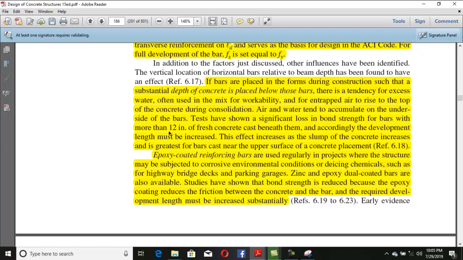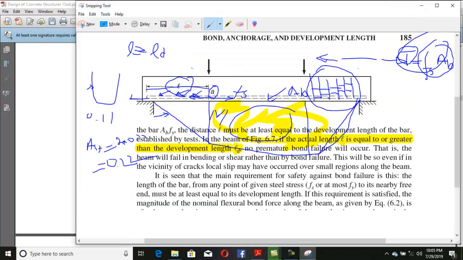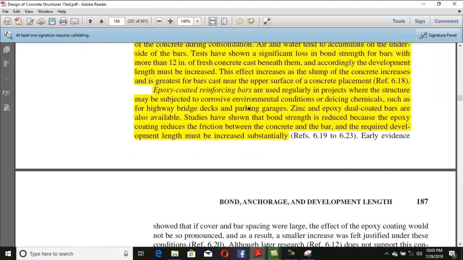Whenever this depth of concrete is more than 12 inches, we must account for that effect, because it affects the bond strength. This effect increases as the slump of the concrete increases and is greatest for bars cast near the upper surface of a concrete placement. What does it mean? I will explain this term in later stages.